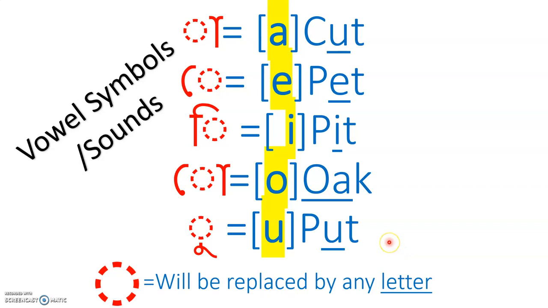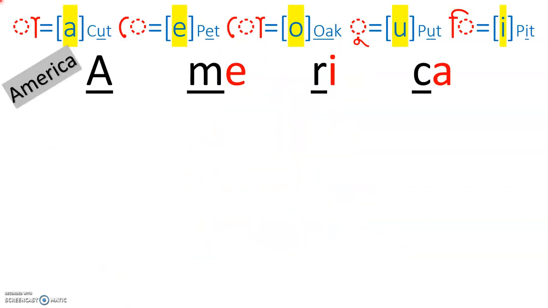Let's see some examples. We'll take the word America, and just for your reference, I put all these vowel symbols at the top, so you can break them down and use them. Now, the word America. First, we need to know, if we want to write that in Bengali, how many letters do I need to use?